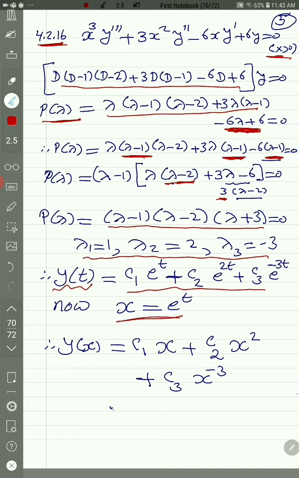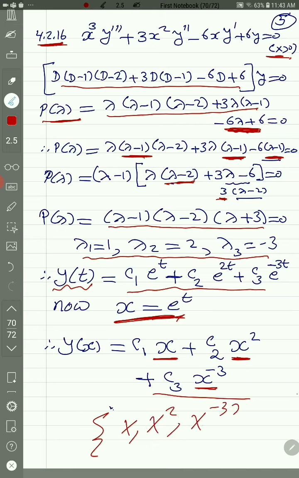Now again, x = e^t, so this is the fundamental set. See, when you have e^t it will be x, e^(2t) will be x squared. So this is your fundamental set: x, x squared, and x^(-3) for Euler. So this is y1, y2, y3. So it's very easy, as I said.